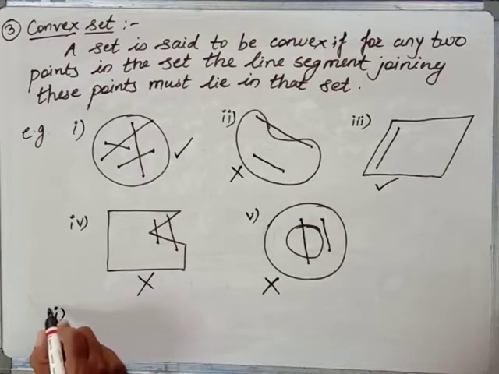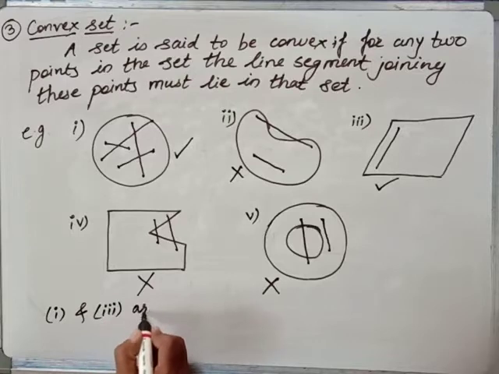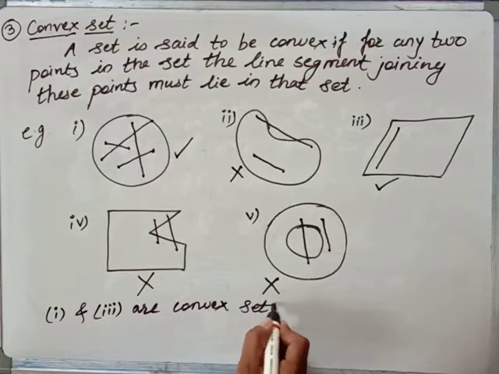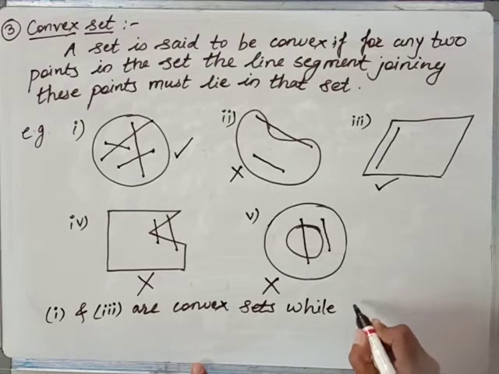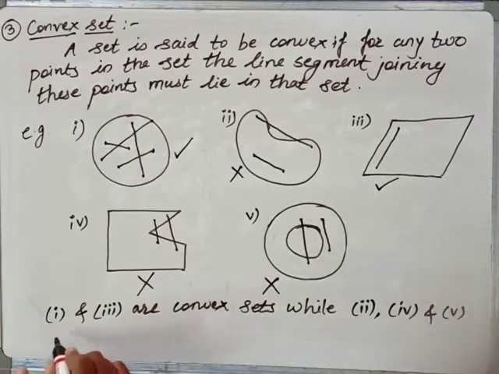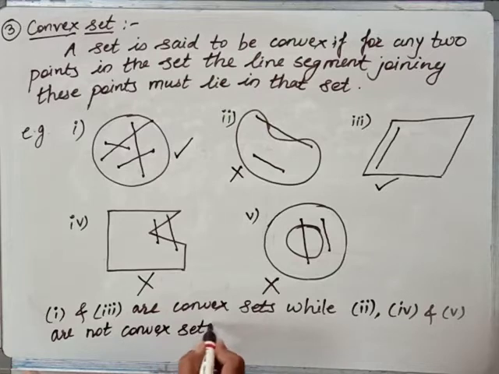Here, 1 and 3 are convex sets, while 4 and 5 are not convex sets. Is it okay to you? Okay, let me go towards the next definition.